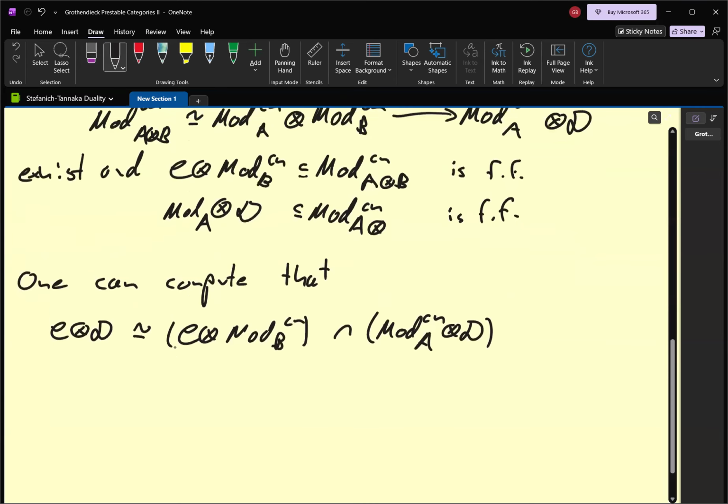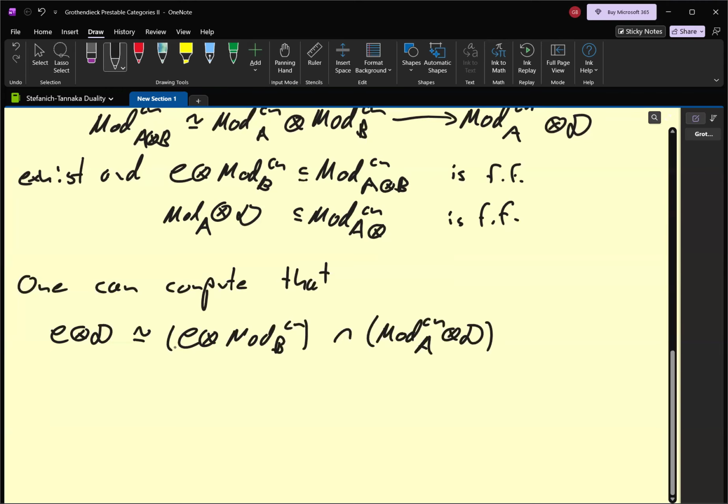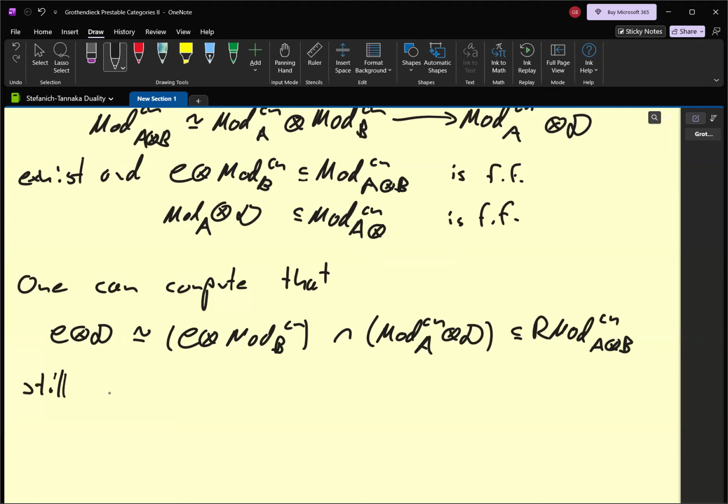One can compute that. This is a relatively easy computation using the formula for the tensor product in PRL. And then we still have an inclusion like this. We have an inclusion like this. And then one can use the fact that the inclusion of the first component and the inclusion of the second component both admit right adjoints, that this here still admits a right adjoint.